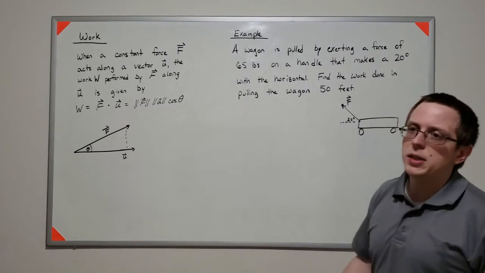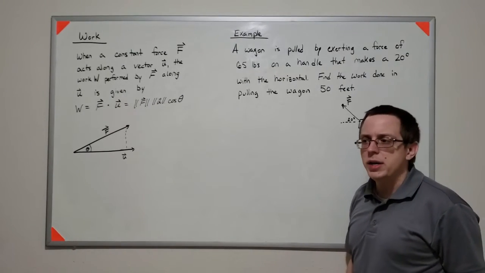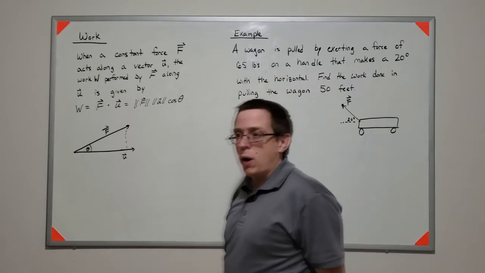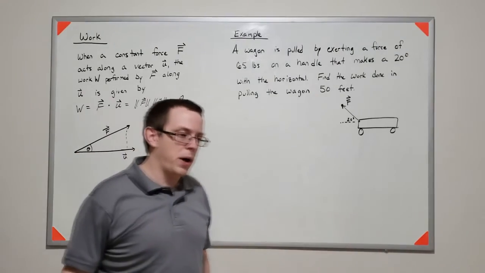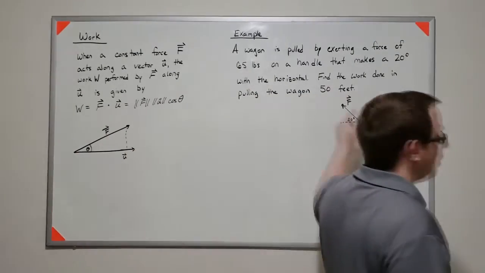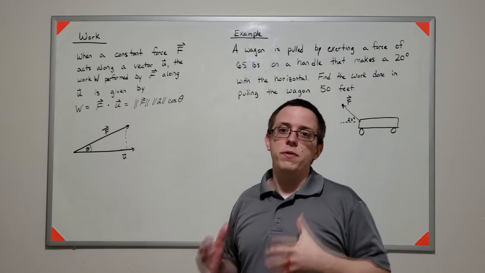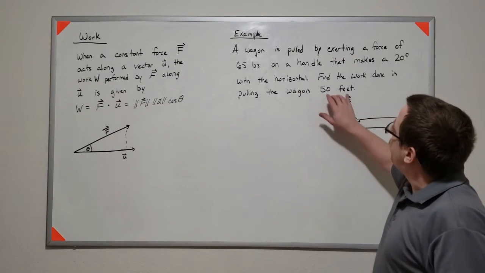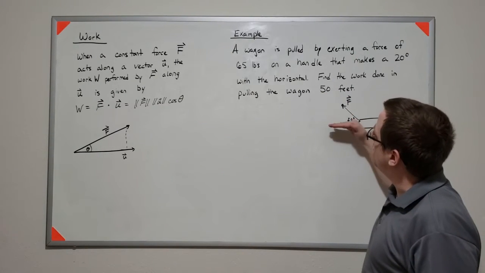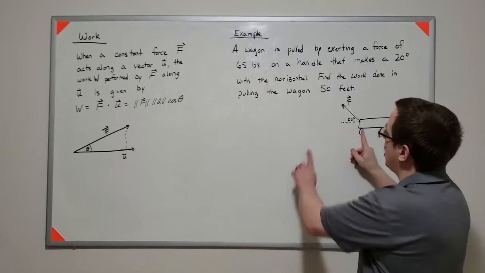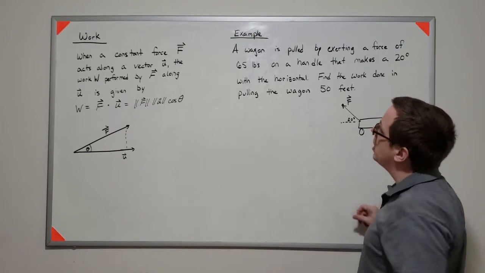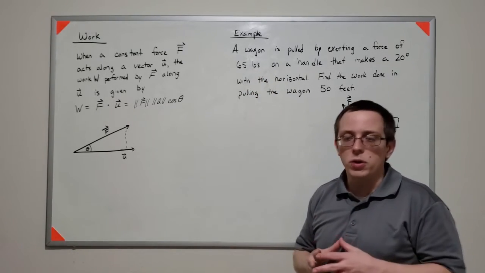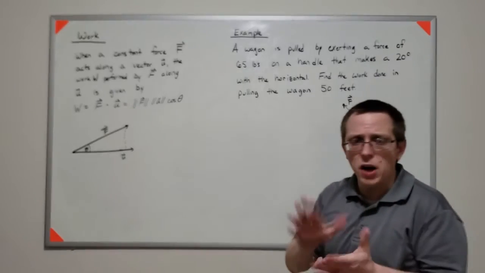So I've got a wagon. It's being pulled at an angle of 20 degrees, and 65 pounds is the force. So a guy's just walking a wagon, right? He's pulling it with 65 pounds of force, and he's pulling it for 50 feet. So how do we figure out what the total work done is? Well, 50 feet is the magnitude of the vector that he's going along, right? He's pulling this wagon 50 feet. And 65 pounds is the magnitude of the force. And 20 degrees is the offsetting angle.